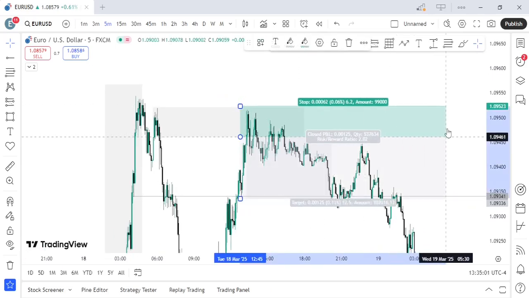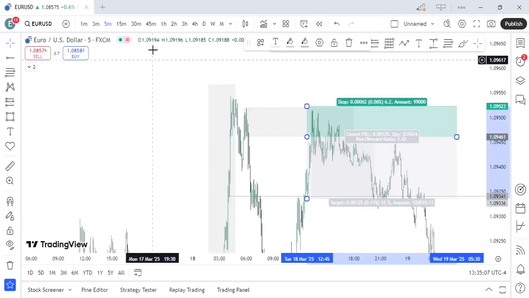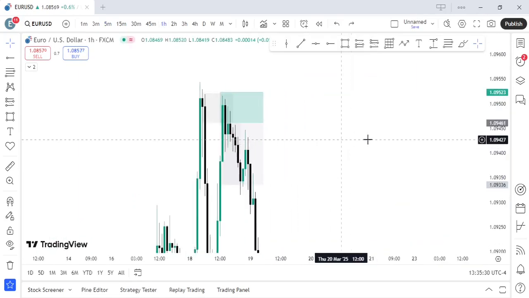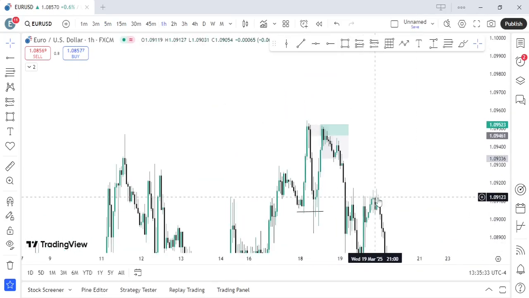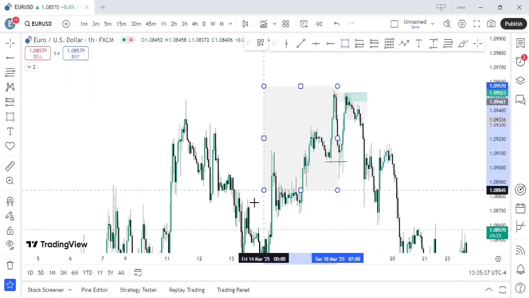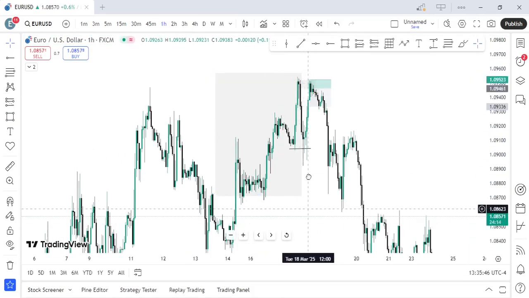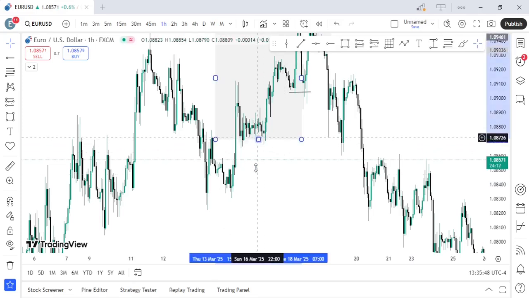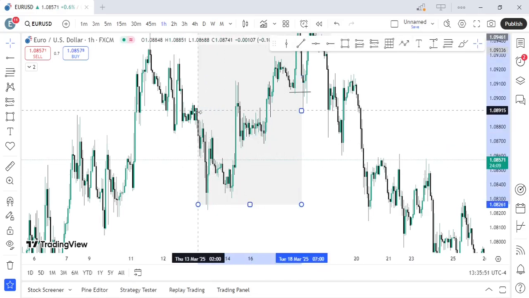For us to have a bigger perspective, we'll have to go back to the 1 hour time frame. Okay, so on the 1 hour time frame, you can see that this was the range we actually used. This range right here, from this high right here down to this low right here. This was the range we actually used.